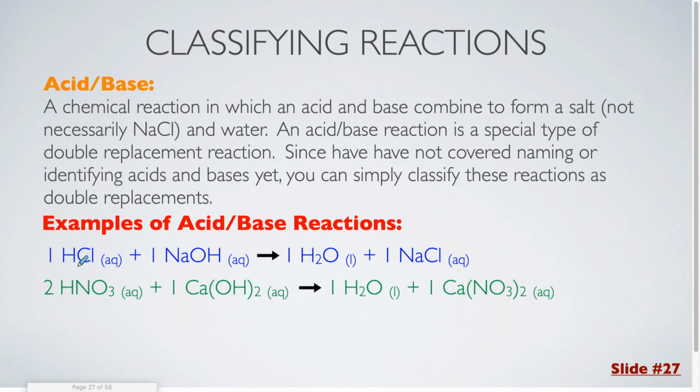So here you have HCl, which would be an acid, hydrochloric acid, and sodium hydroxide, which would be a base. They're combining with one another. The H and Na are going to switch places. So now you end up with HOH, which is the same as H2O, and NaCl. So you have some type of salt and you have water.